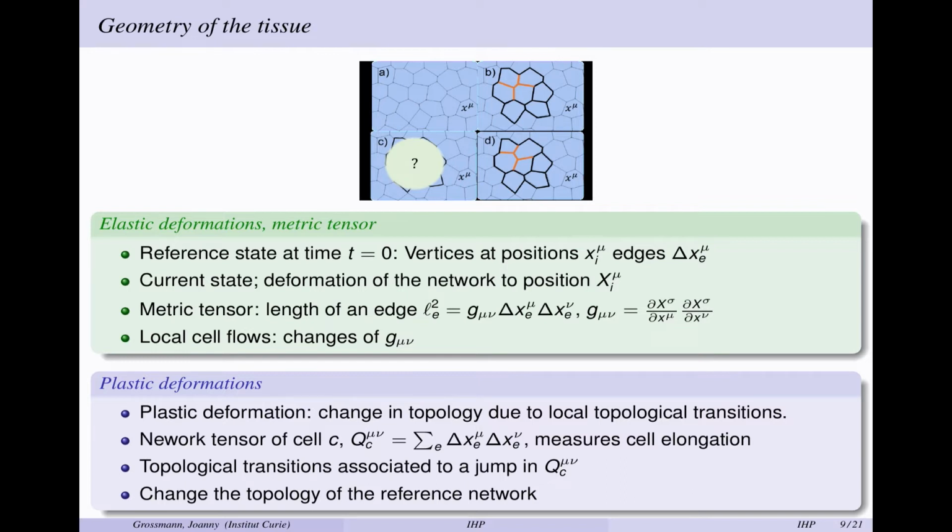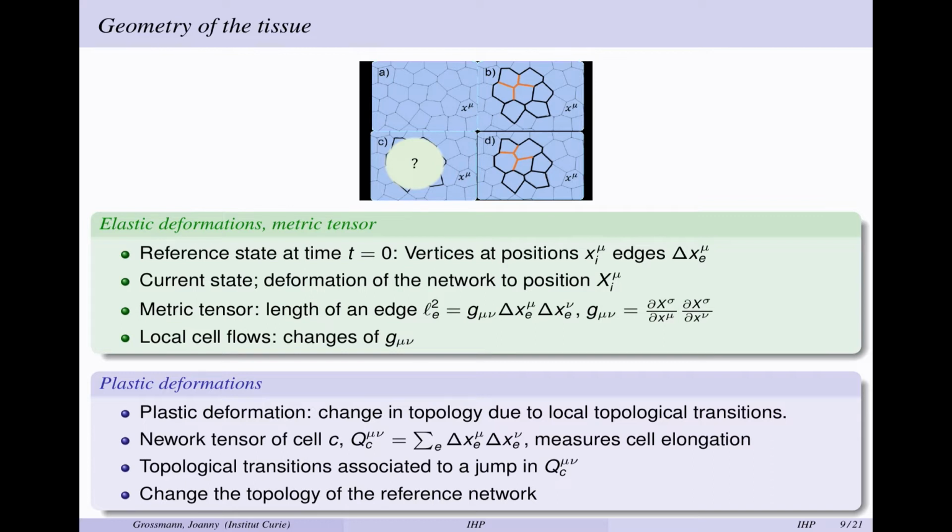And I write that the length squared is delta x, which is the length of the edge, delta x mu times the metric. So what G measures is the elasticity of the tissue, more or less a strain in the tissue. Of course, when the conformation changes, G changes, and the time variation of G describes the variation of the elasticity, so it's the local flow of the tissue that relaxes to equilibrium.